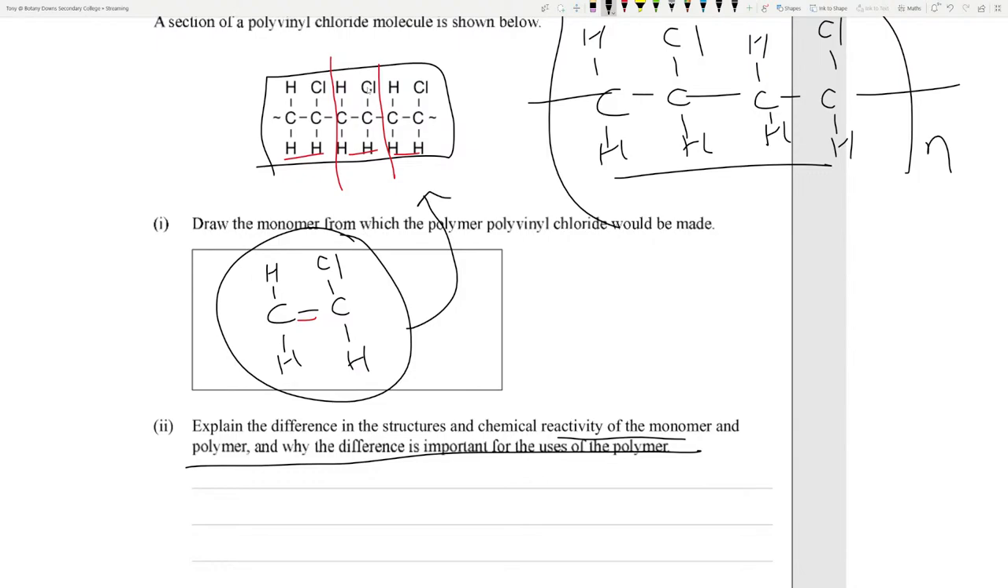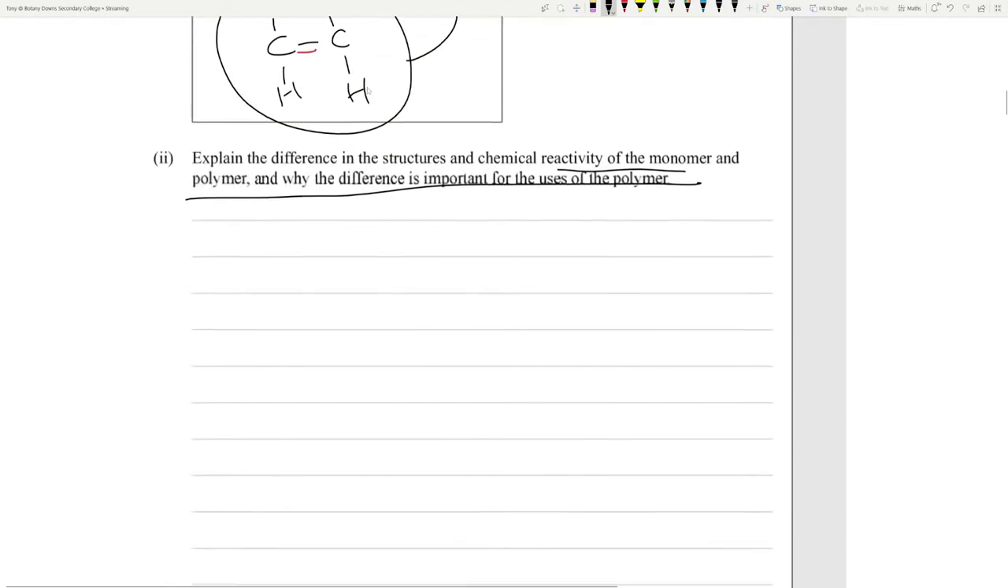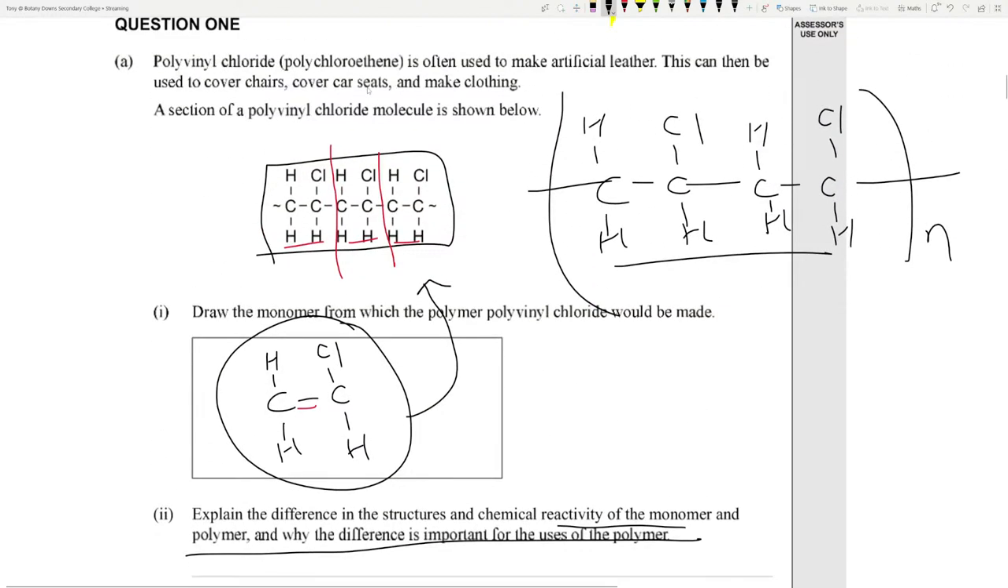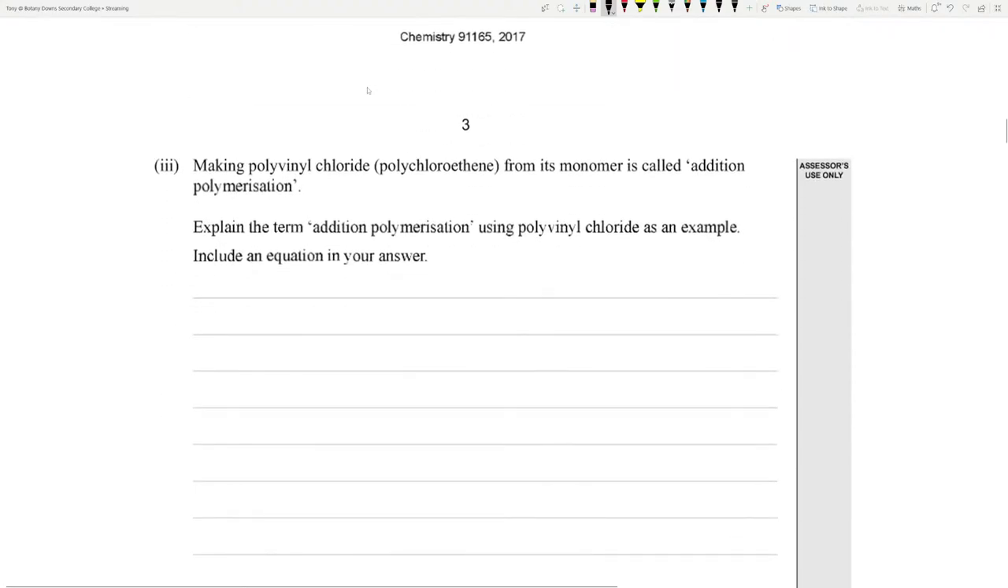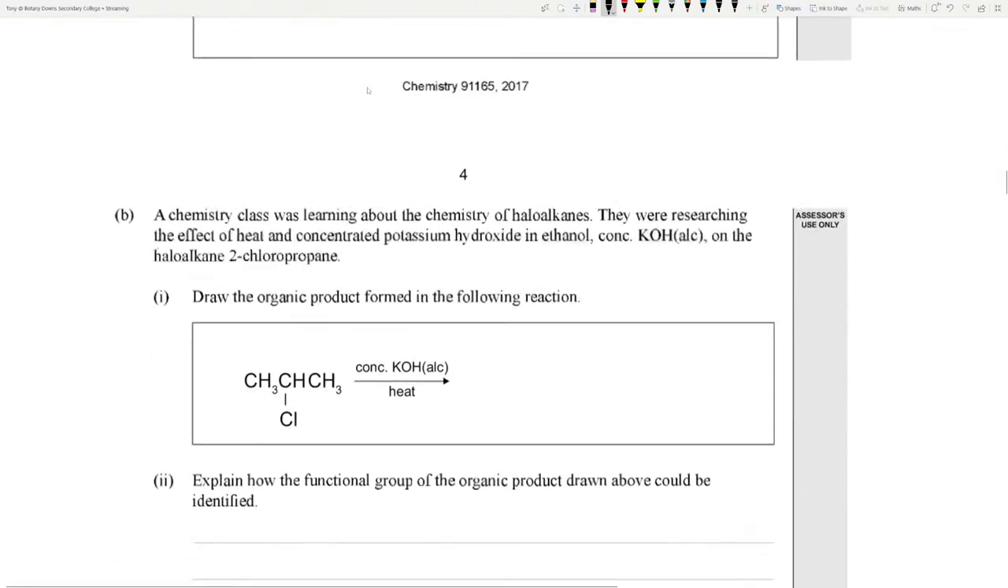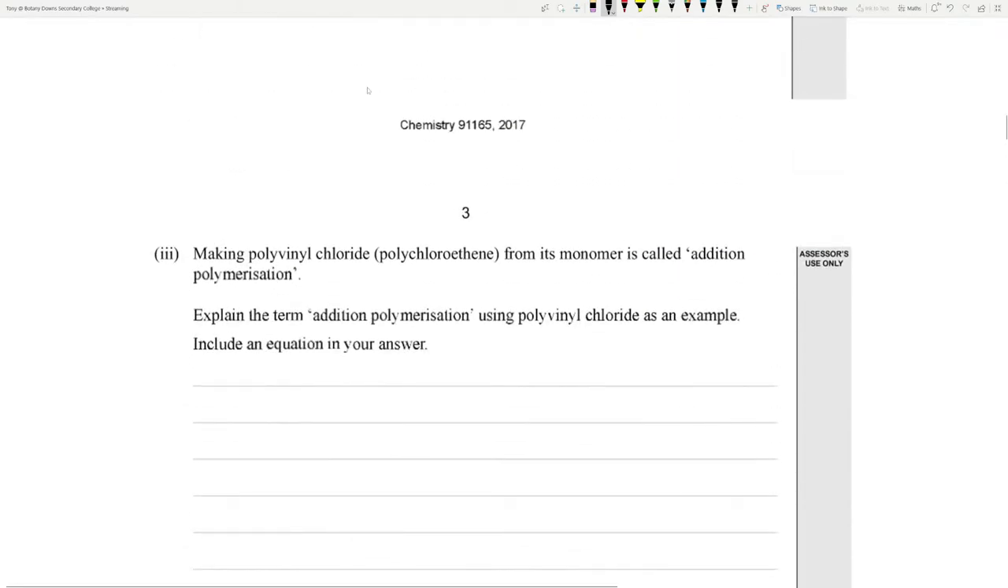The whole purpose of creating a polymer is that you want something that's durable, that doesn't react straight away. It's quite tough and resilient, and that's everything we get from a polymer. Okay, so this is an older paper, like 6 years ago, so I wouldn't emphasize polymers too much, but it's good to know the important sections. As you can see, this paper has an entire question on polymers, which is really very unusual. Whoever wrote this really loves polymers.